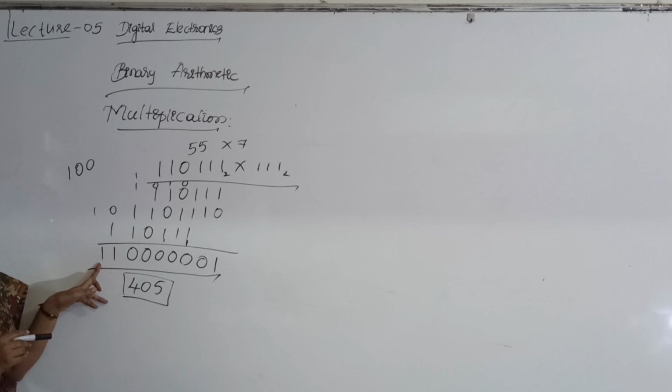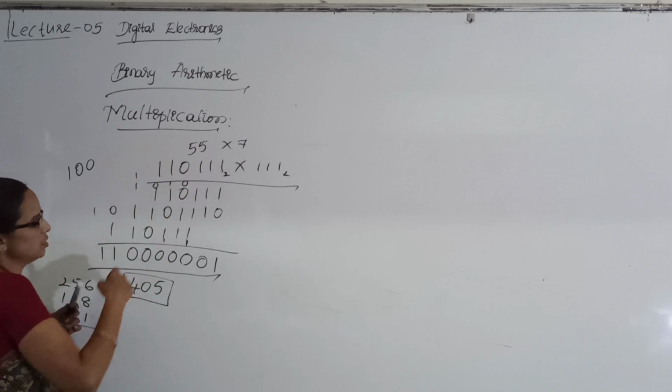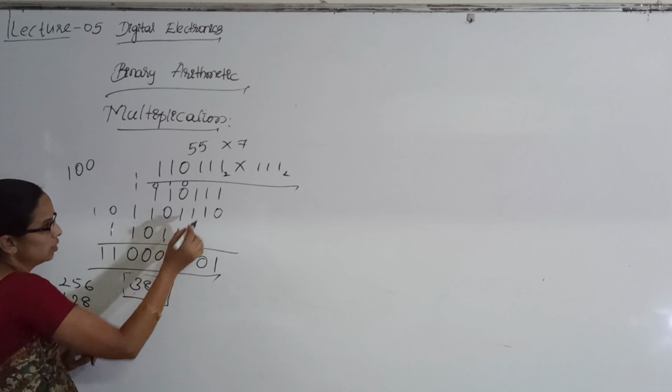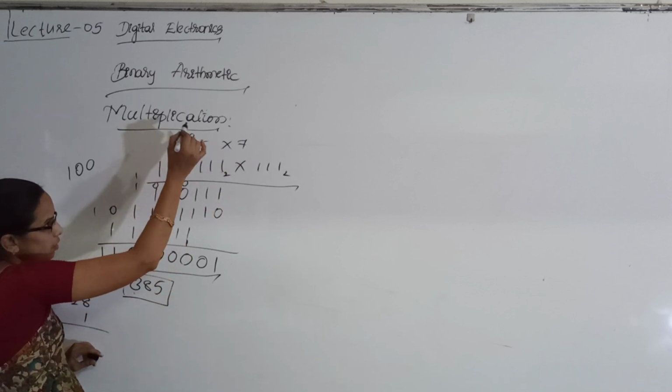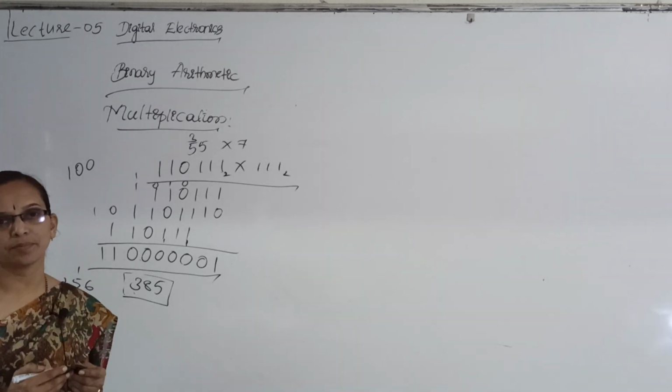2 power 8, 256, 128, 256 plus 128 plus 1, how much is it? 300, it's not 405. 7 5s are 35, so 385. 7 5s are 35 plus 7 5s are 35, 38, 385 it should be. 5, 8, okay, it is 385. We have got the right answer.